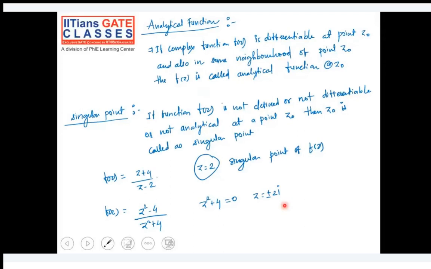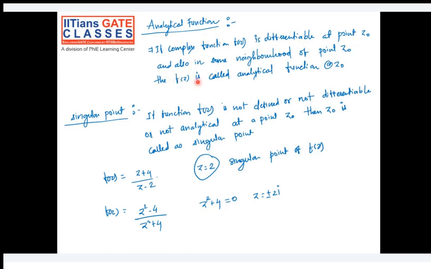Okay, so you can clearly see it's more or less differentiability. So if a complex function f of z is differentiable not only at z naught but also in some neighborhood of z naught, then we call f of z an analytical function at z naught. So differentiability in case of complex numbers is called an analytical function.